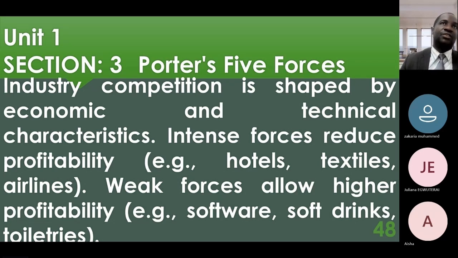The textile industry also is volatile, and airlines also. If Air Peace makes a mistake today, people will go for Arik in the north. If Arik does this, I'm going to another airline. If that one makes a mistake, they move to Max. So the competition is stiff in the airline industry, especially local flights and all that.